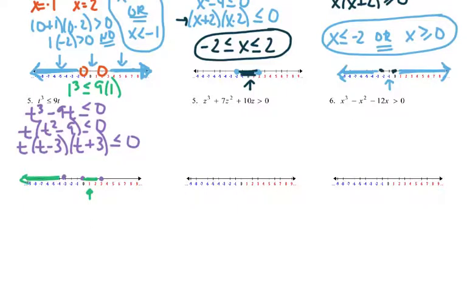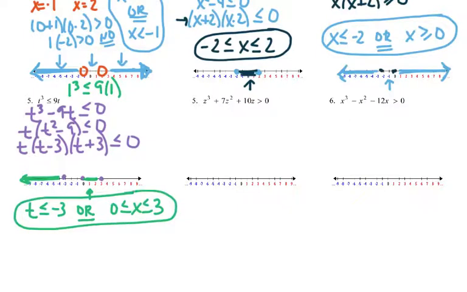You can double check, right? But it's always going to alternate between working and not working. And here's how this answer is represented. T is less than or equal to -3, or it's between 0 and 3. We do have a cubic one on the quiz, so that's why I put a few of these problems here. So let's try another cubic one.